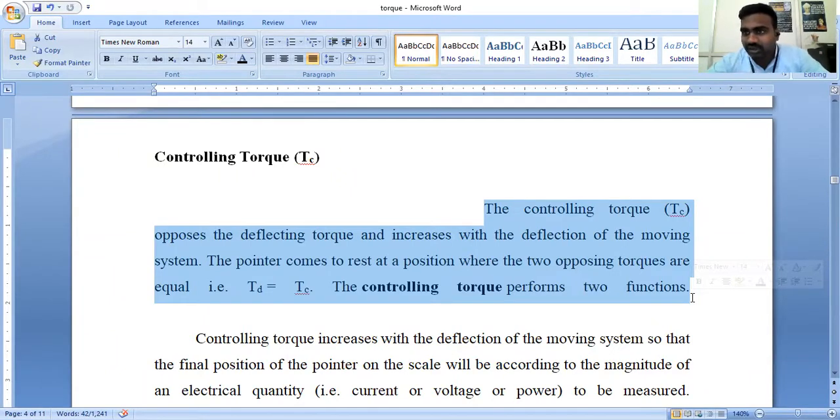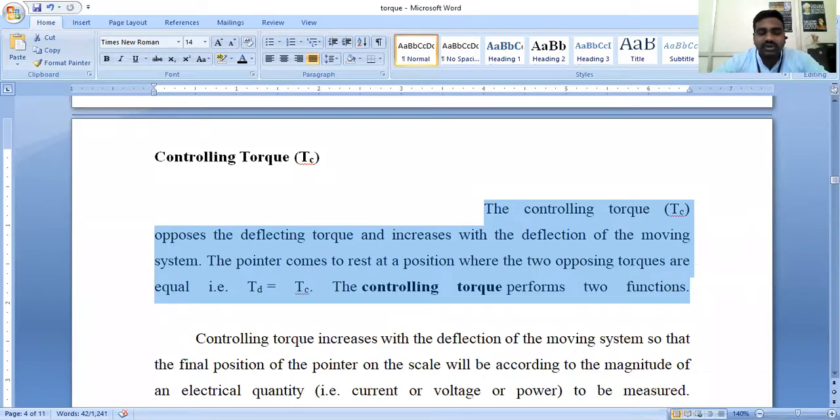You're getting my point, right? The controlling torque is equal to the deflecting torque. At that condition, the needle will stop its deflection. So what is the working principle of this particular controlling torque?